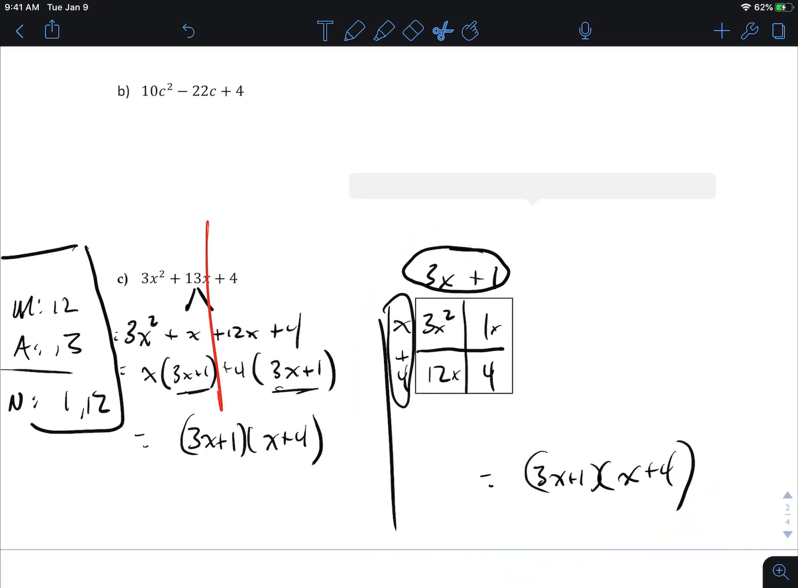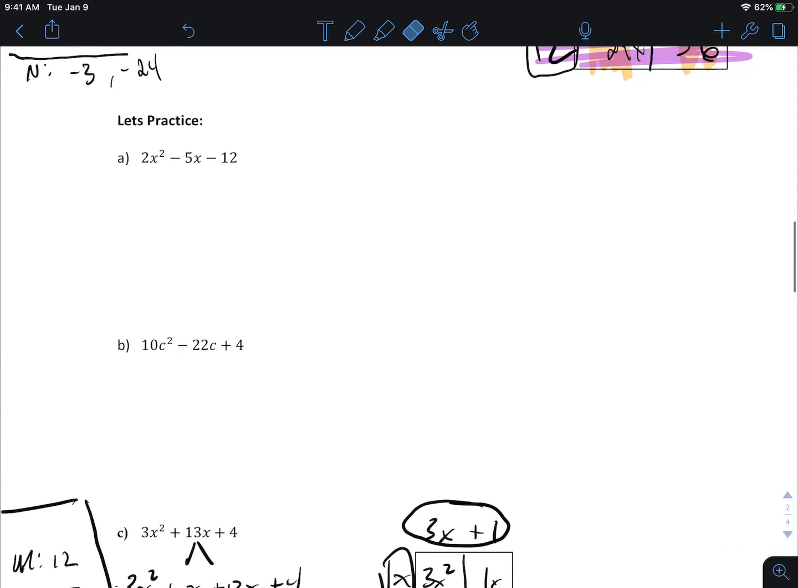Okay, everybody okay with that? I promise you it works. I made a mistake somewhere doing something in the table. Okay. Let's try this one up top.